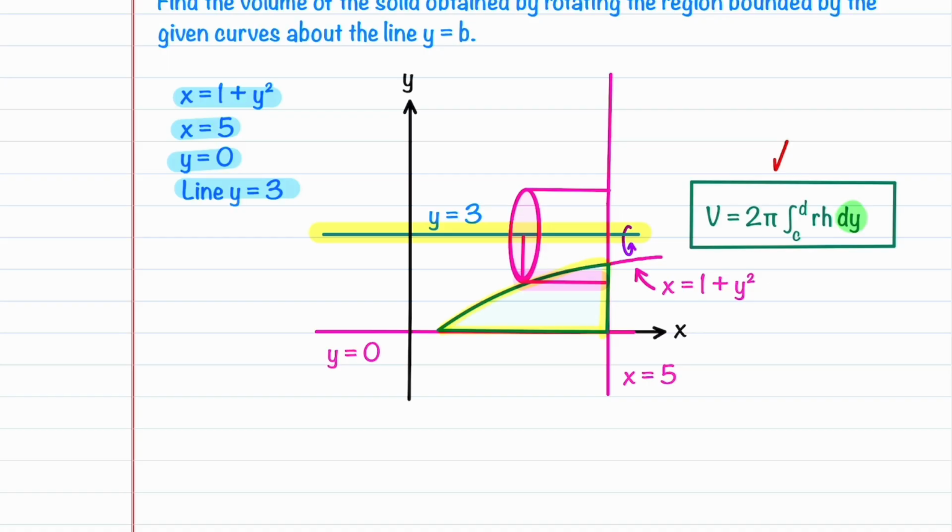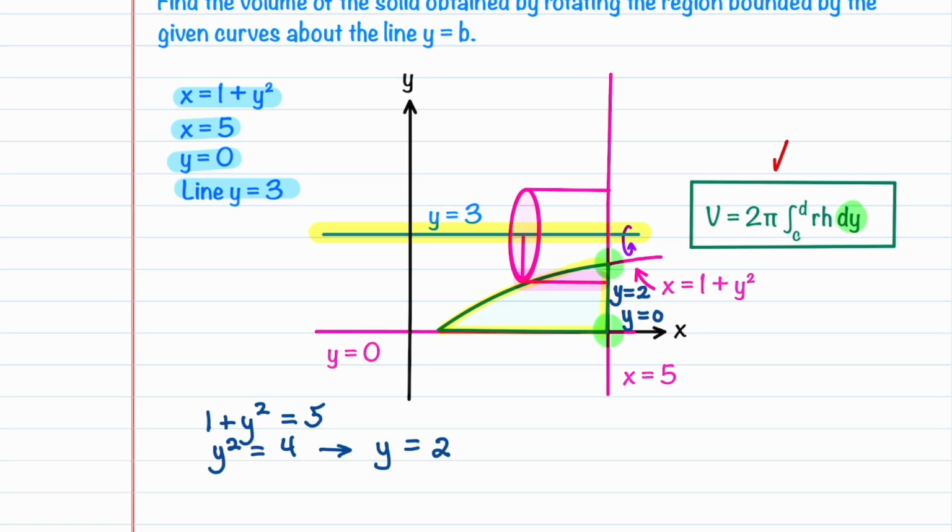Looking at our graph, we are going to integrate from y is equal to 0 to y is equal to that point right there. And that's the point that we need to find. So to find that, what we're going to do is set our curve 1 plus y squared equal to our line x is equal to 5. This gives us y squared is equal to 4. So we get y is equal to 2. We're only interested in the positive one. Let's go ahead and label this. So let's say here y is 0 and y is 2.